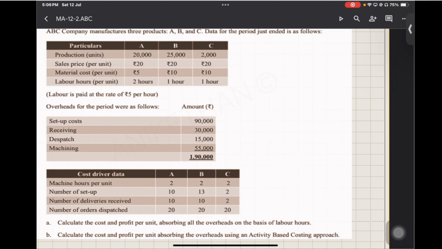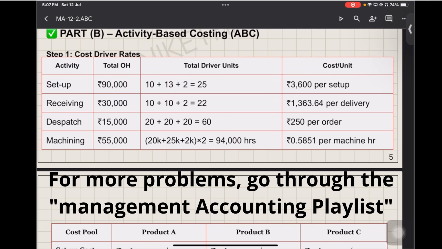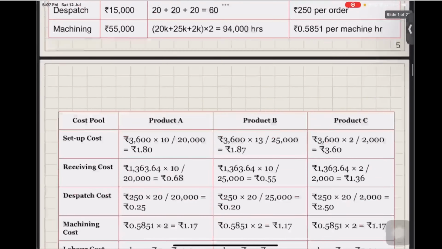Number of deliveries received. So 10 deliveries received. And what is the per delivery cost? 1364. So 10 into 1364, 13,636. Sorry, not dispatch, receiving. So it will come under receiving. So next will be your dispatch. How many dispatches? 20 dispatch into 250, 5,000 rupees. Then next is machining. How many machining hours? 40,000 machining hours into 0.58. So 23,404. This is the machining cost. So now overhead cost per product will vary like this.